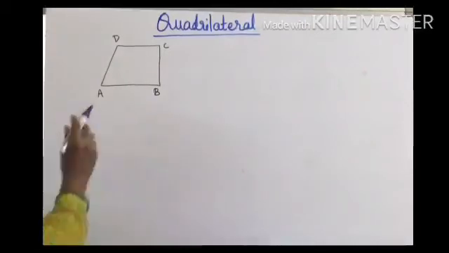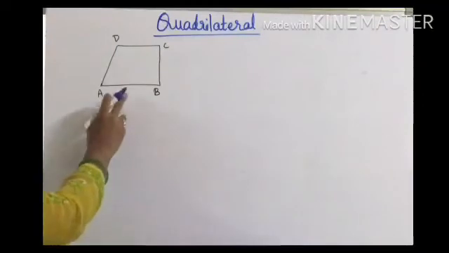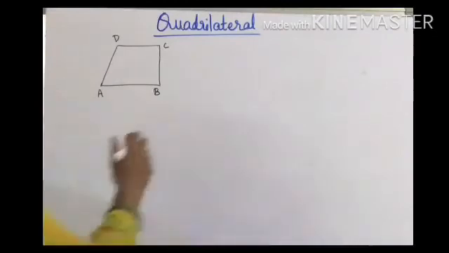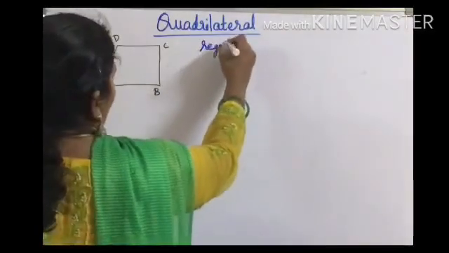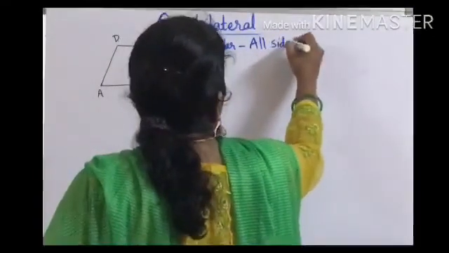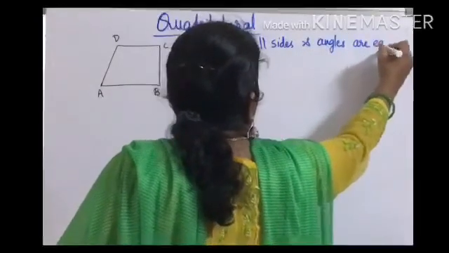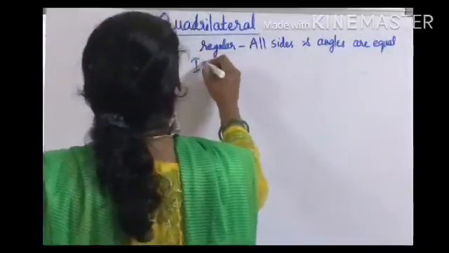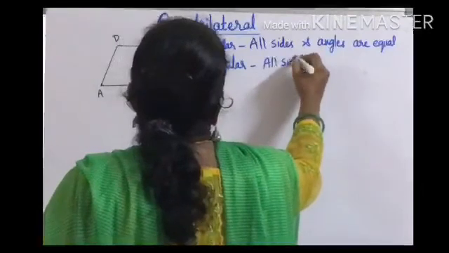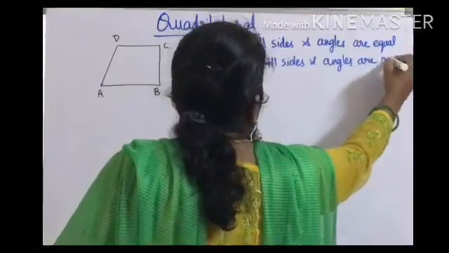Next, once again I am taking quadrilateral ABCD, children. Here, is it a regular or irregular figure? What is meant by regular? Regular means all sides and angles are equal. And what is irregular? Irregular is nothing but opposite to regular. All sides and angles are not equal.